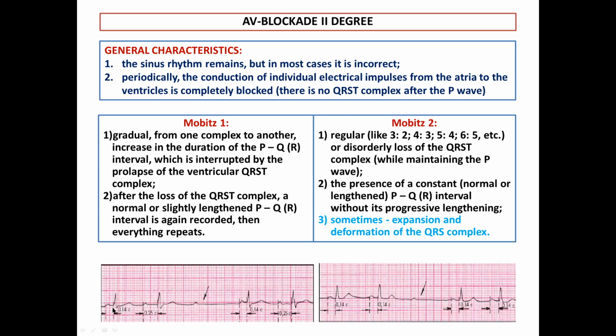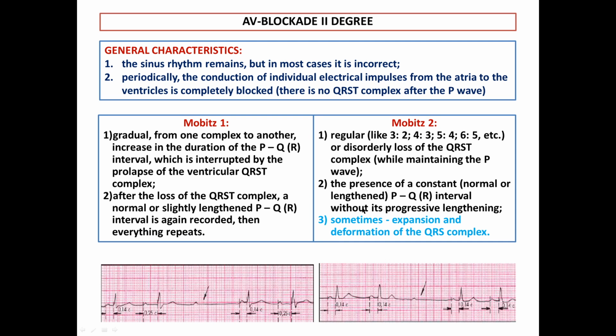You see here we have shorter, longer PQ or QRST. You see here PQ interval, long PQ interval, again elongation of PQ interval, and then we have P wave and absent, dropping of QRST, then again shorter, then longer, and drop in one side.